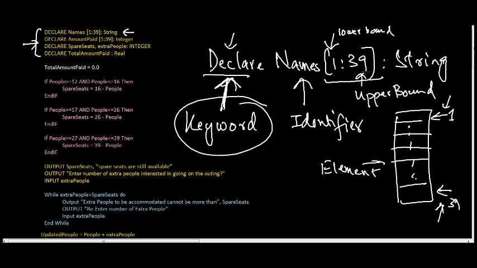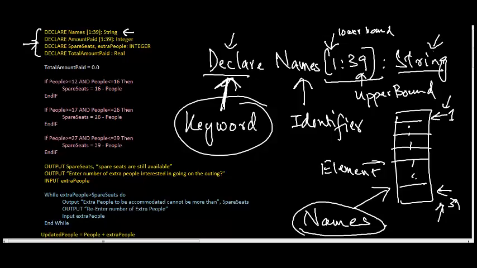So we have element number 1, 2, 3, 4, 5, 6, 7, 8, all the way up till 39 in this array, and this array is identified by names. So that is the name of this array, right? And this array is going to be holding string values. So this is the data type that is going to be held within the array.